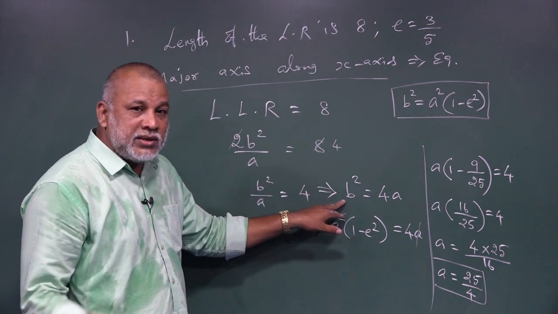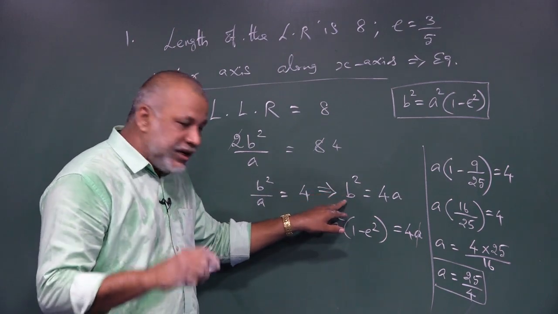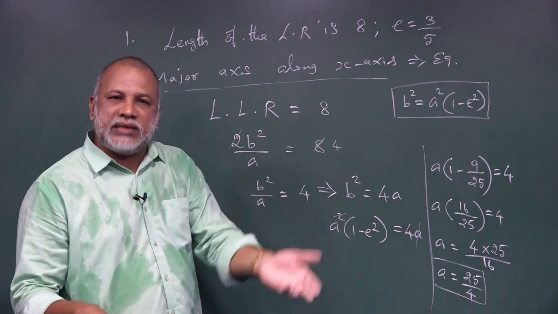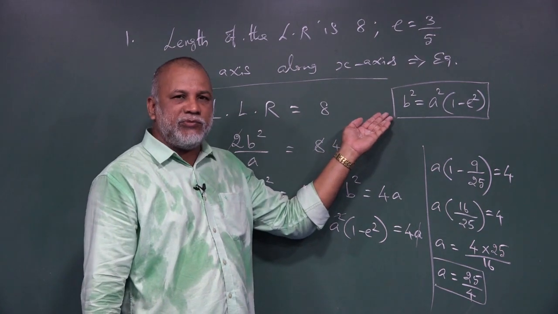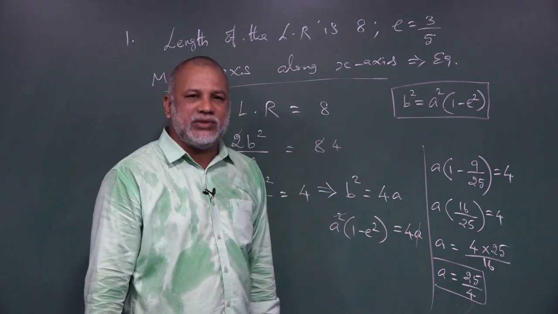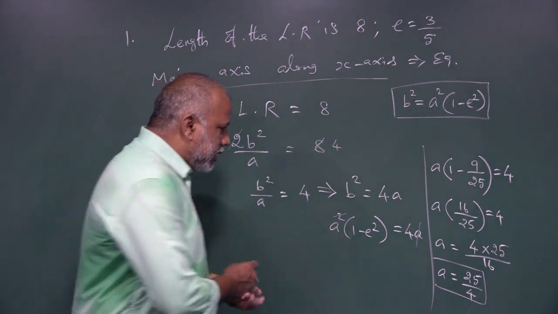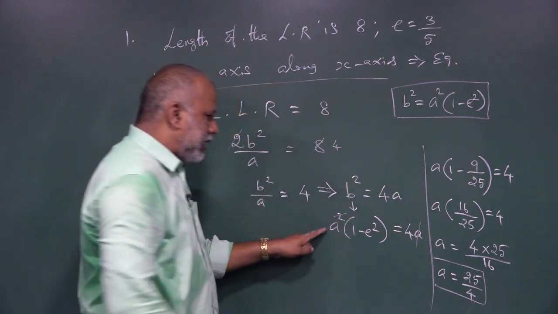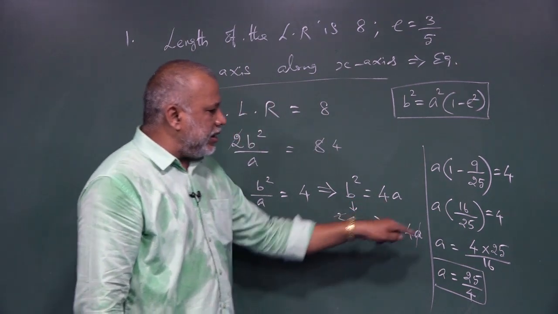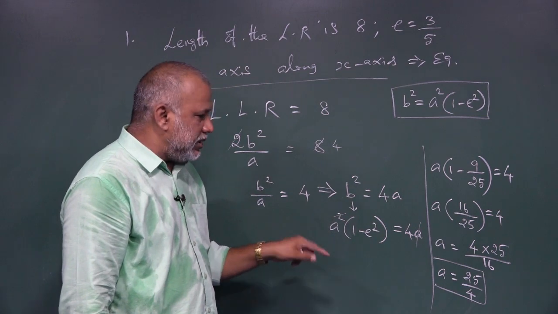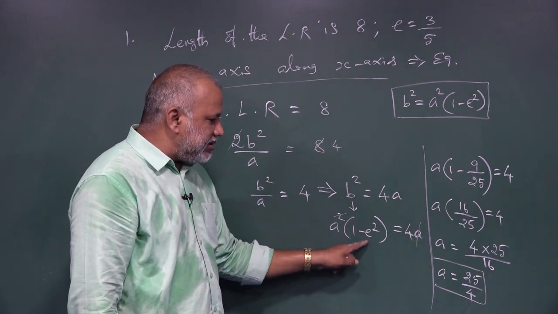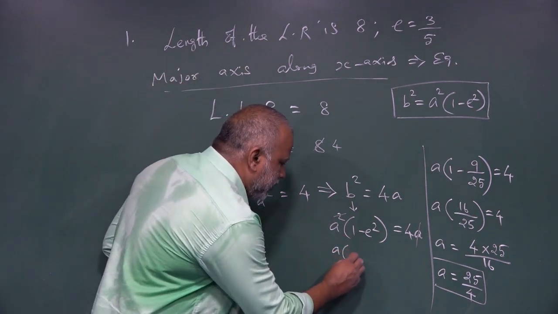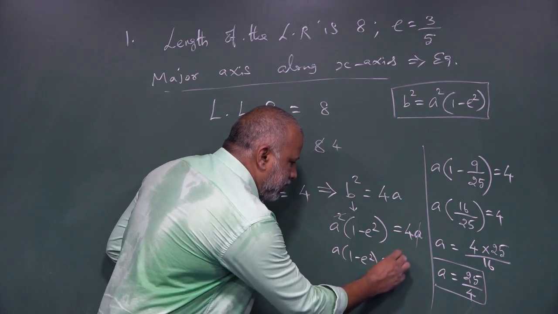Instead of this b squared, this is the knowledge: we have already derived the standard equation. In that standard equation, we know the value of b squared. b squared equals a squared of 1 minus e squared. So I can replace this one. b squared is replaced by a squared of 1 minus e squared equals 4a. One a will be removed. The remaining is a of 1 minus e squared equals 4.